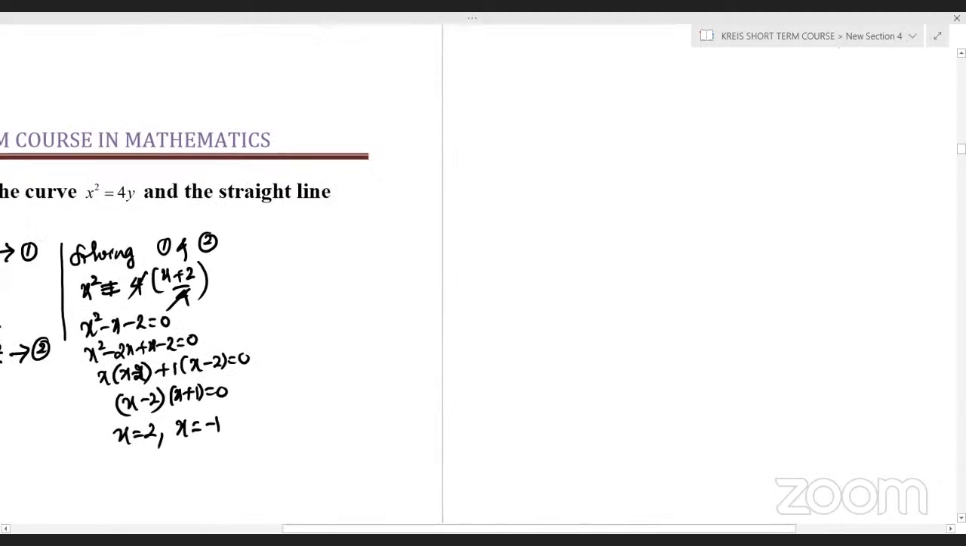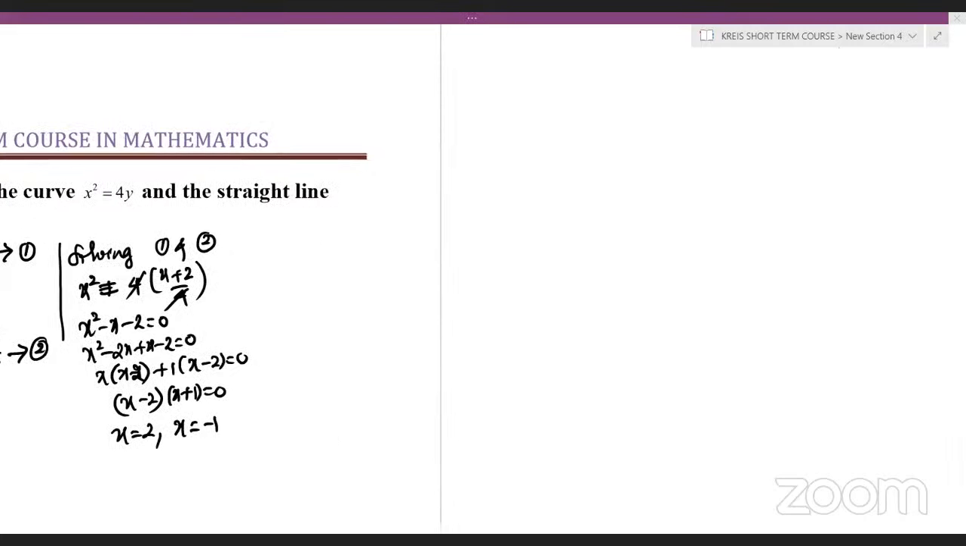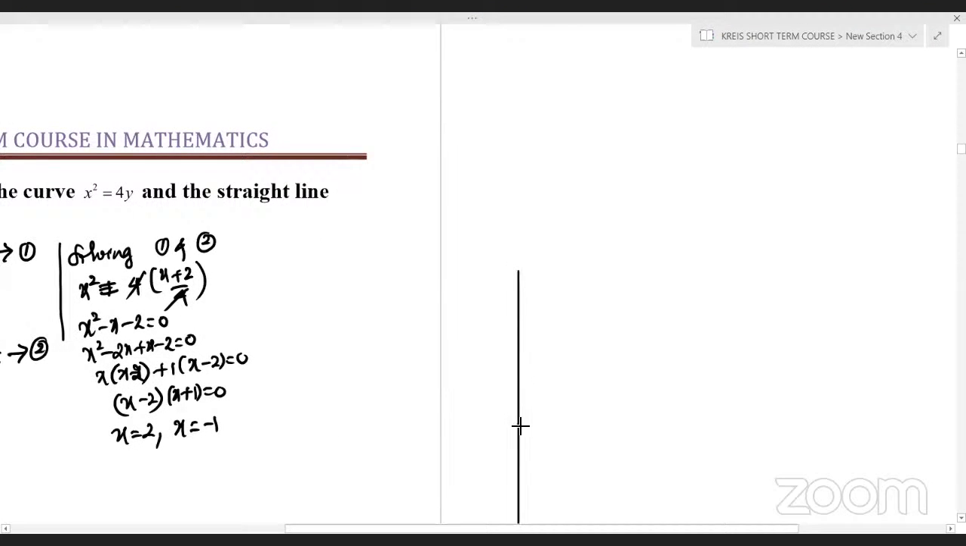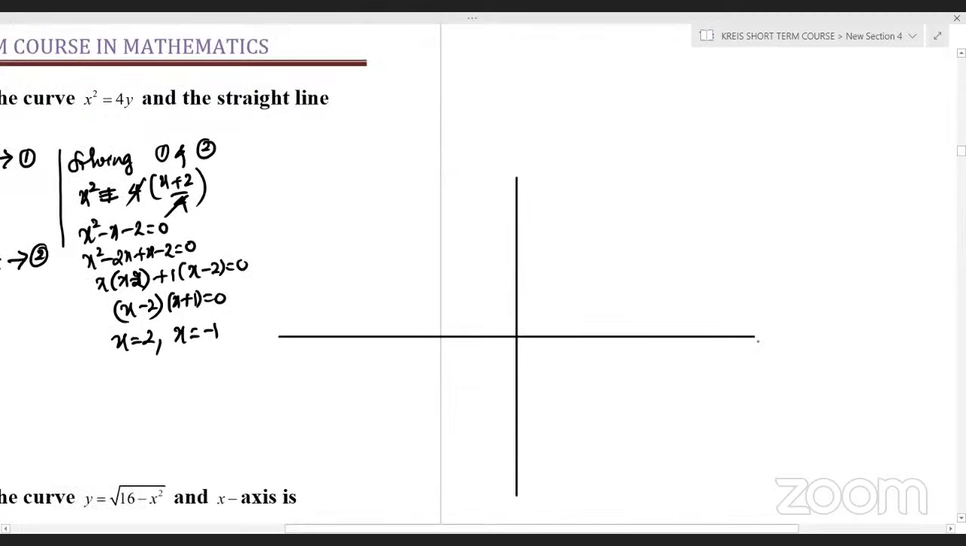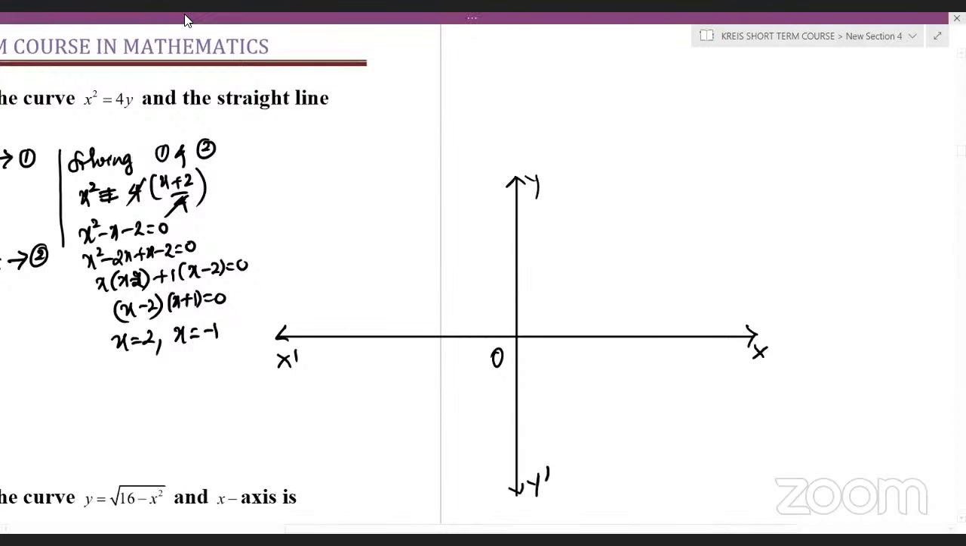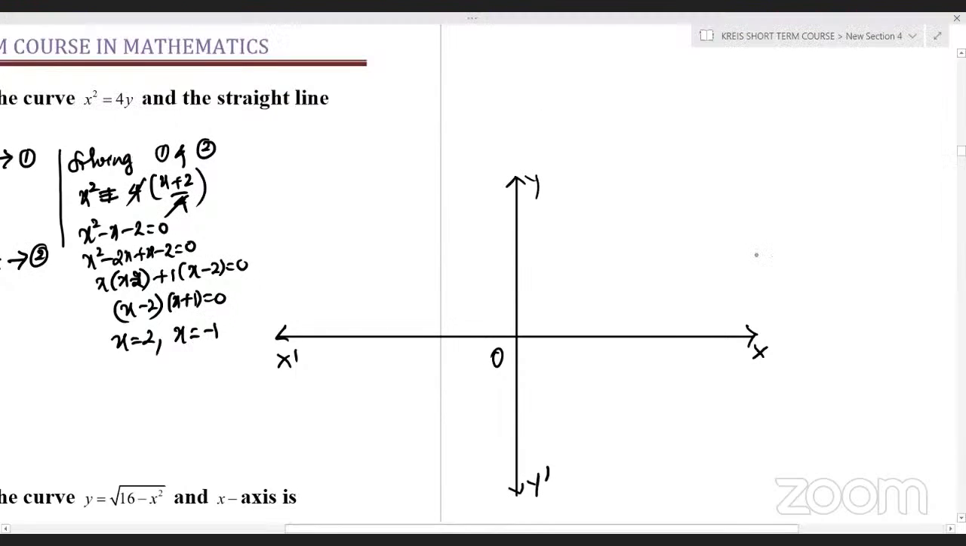Now let us draw a diagram for this and see what the curve looks like. So the curve is going to be like this. It is the x-axis and negative x-axis, y-axis, x dash, y and y dash with origin as O. Now here x squared is equal to 4y, as you all know. So it is going to be an upward open parabola like this. It goes like this.